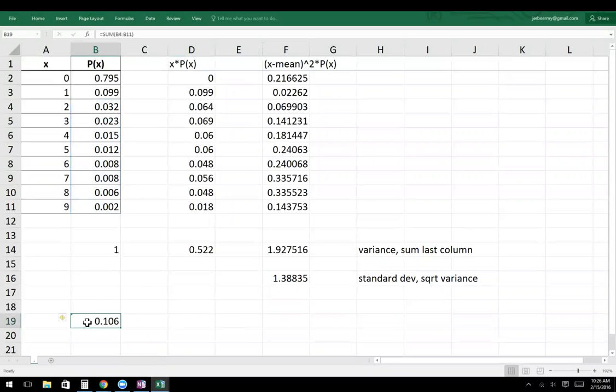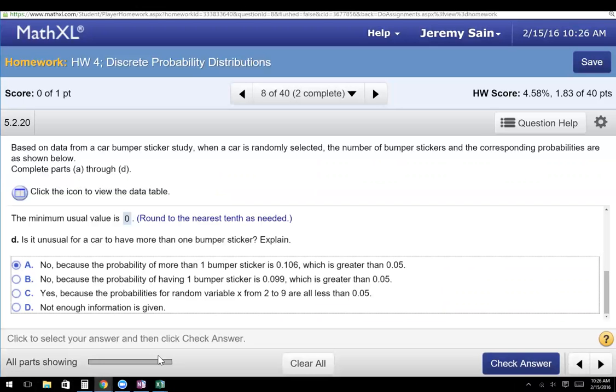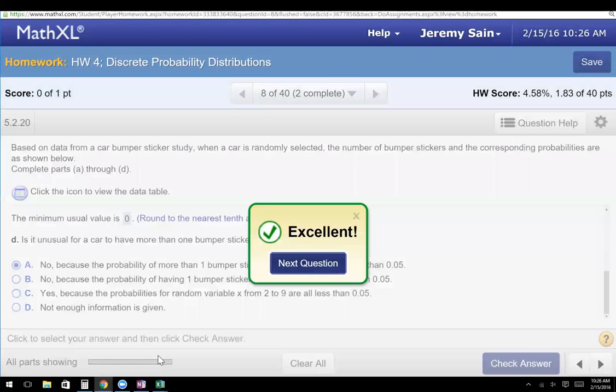Yeah. So the probability of at least 2 bumper stickers is 10%, which, 5% in stats is usually what we kind of use. So it's more than 5%, that's not that unusual. Cool.